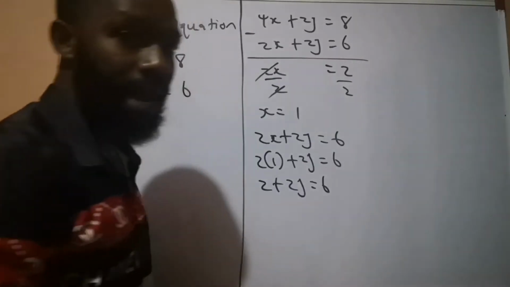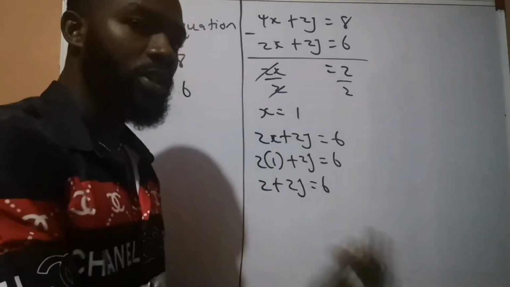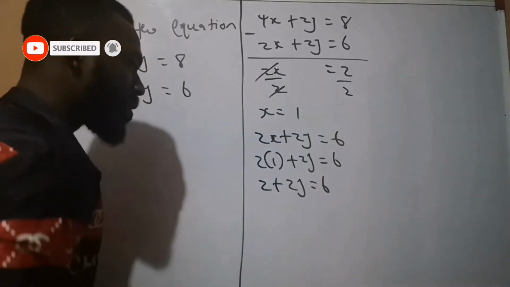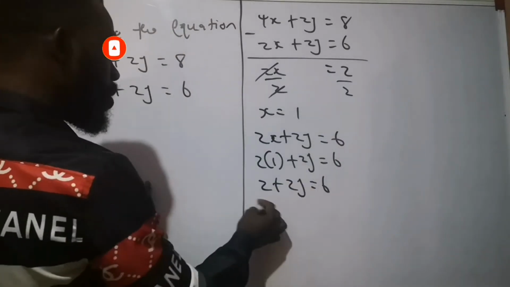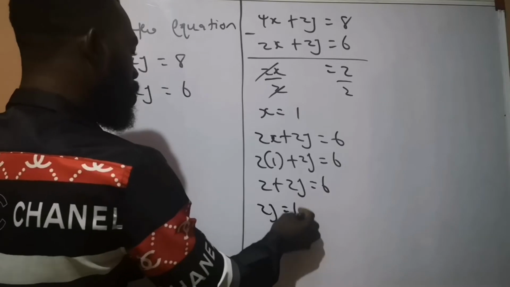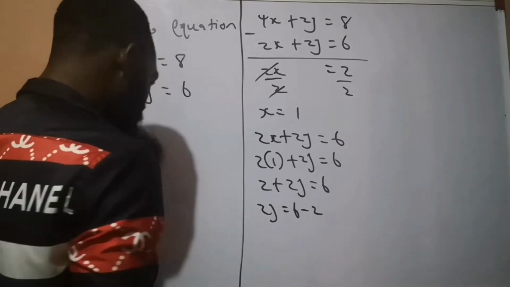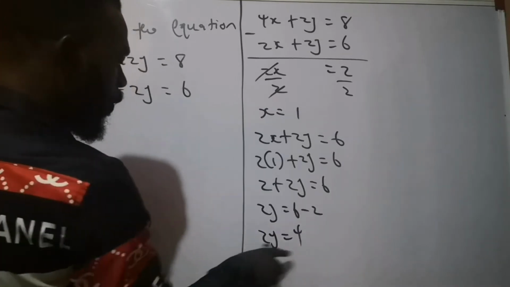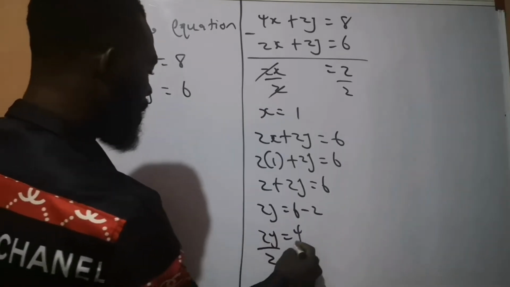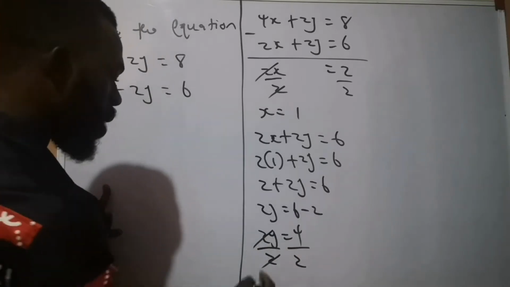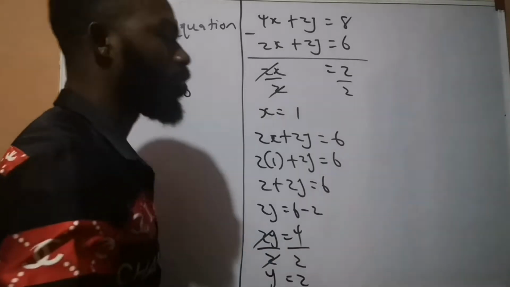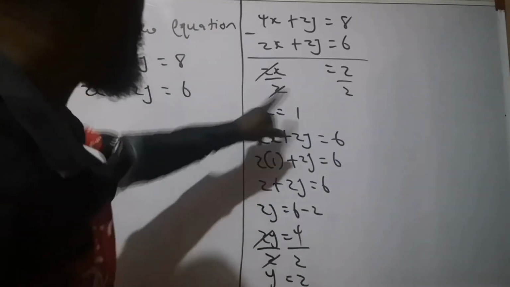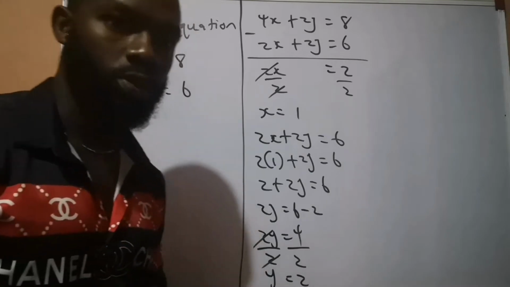Now what do we do next? We collect like terms, because 2 can't be added to 2y since they are unlike terms. So when 2 goes across the equality sign, 2y is equal to 6 minus 2, and 6 minus 2 gives us 4. So 2y is equal to 4. For us to get the value for y, we divide both sides by 2. So when 2 cancels out, y is equal to 2. So using the eliminating method, x is 1 and y is 2.